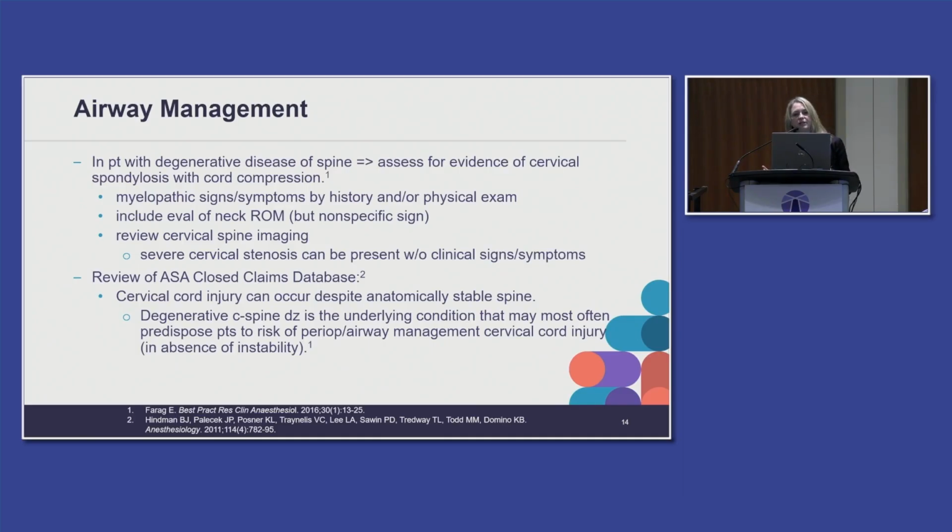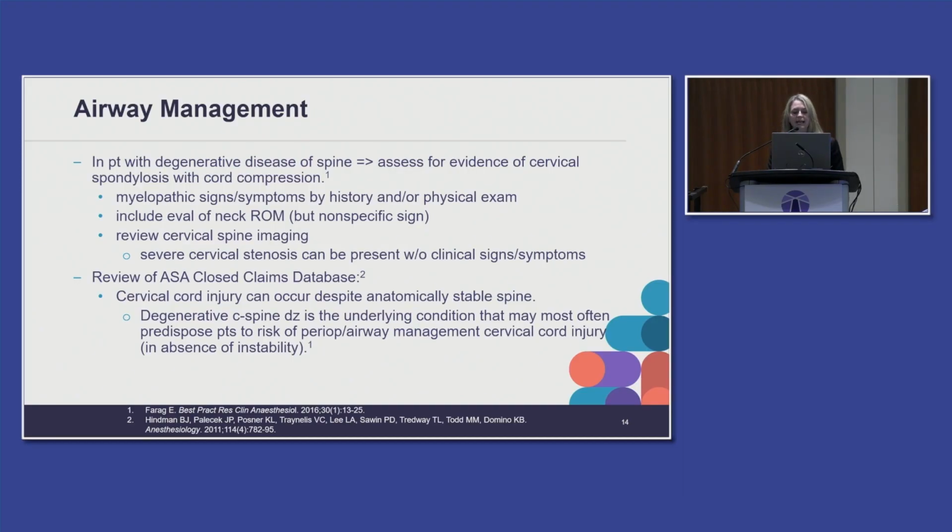Now, even in patients not coming for cervical spine surgery, and patients with degenerative diseases of the spine, we need to be assessing for evidence of cervical spondylosis with cord compression. This would include myelopathic signs and symptoms by history and physical exam. It includes a neck evaluation for their range of motion. That's a pretty nonspecific sign, though. And review any available cervical spine imaging. Severe cervical stenosis can be present without any clinical signs and symptoms.